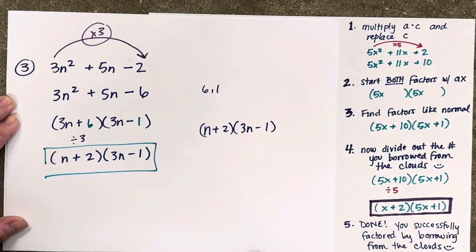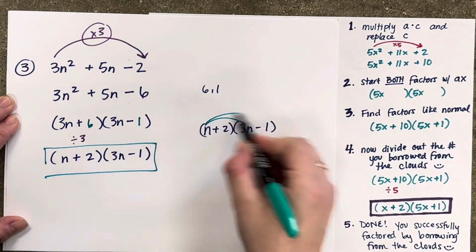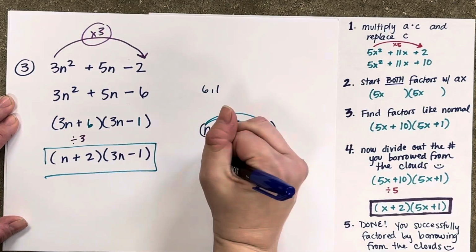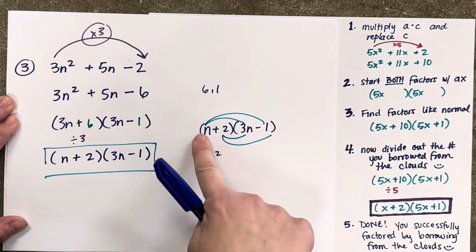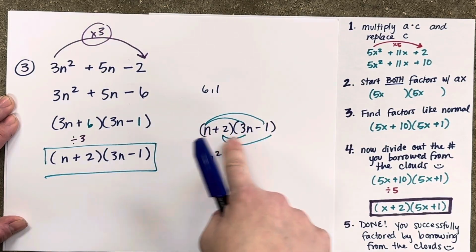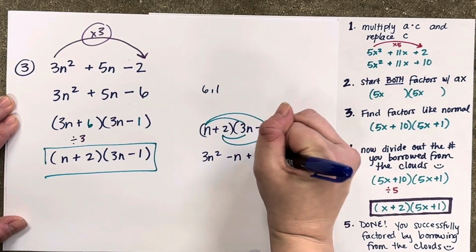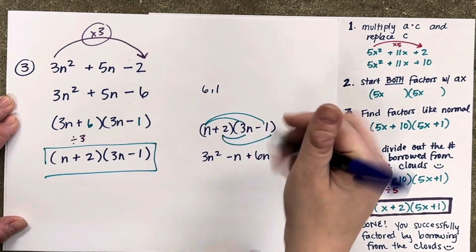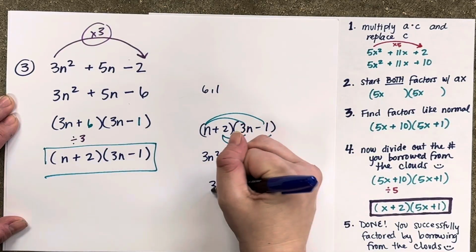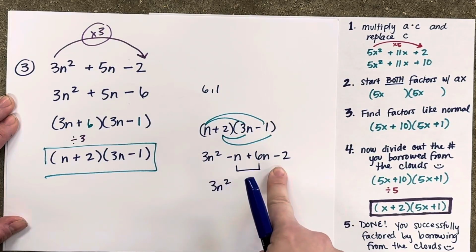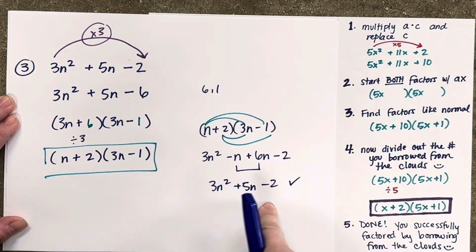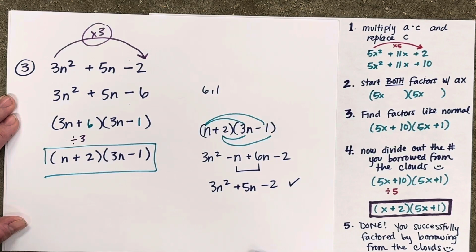So we're just gonna practice more foiling. First, outside, inside, last. n times 3n, 3n squared. n times negative 1 is just negative n. 2 times 3n is plus 6n. 2 times negative 1 is negative 2. Combine your like terms. 3n squared. Negative n plus 6n is plus 5n minus 2. It works. Huzzah.